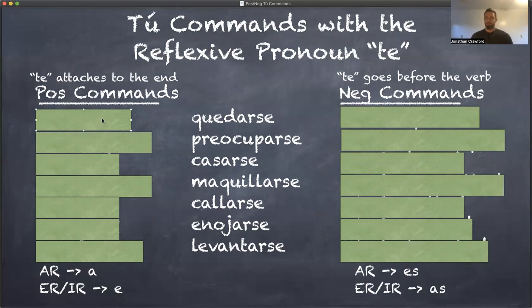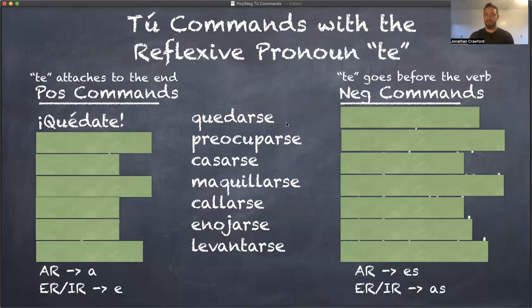To form positive commands with the reflexive pronoun, we do the following. An example is quedarse. Quédate. Remember, it would be queda because it's an AR verb, but the se turns into te. The reflexive pronoun se turns into te because it's the tú command, right? So it's quédate. And you have to put the emphasis on the third to last syllable when that extra te is attached. And that's why you have that accent mark there.